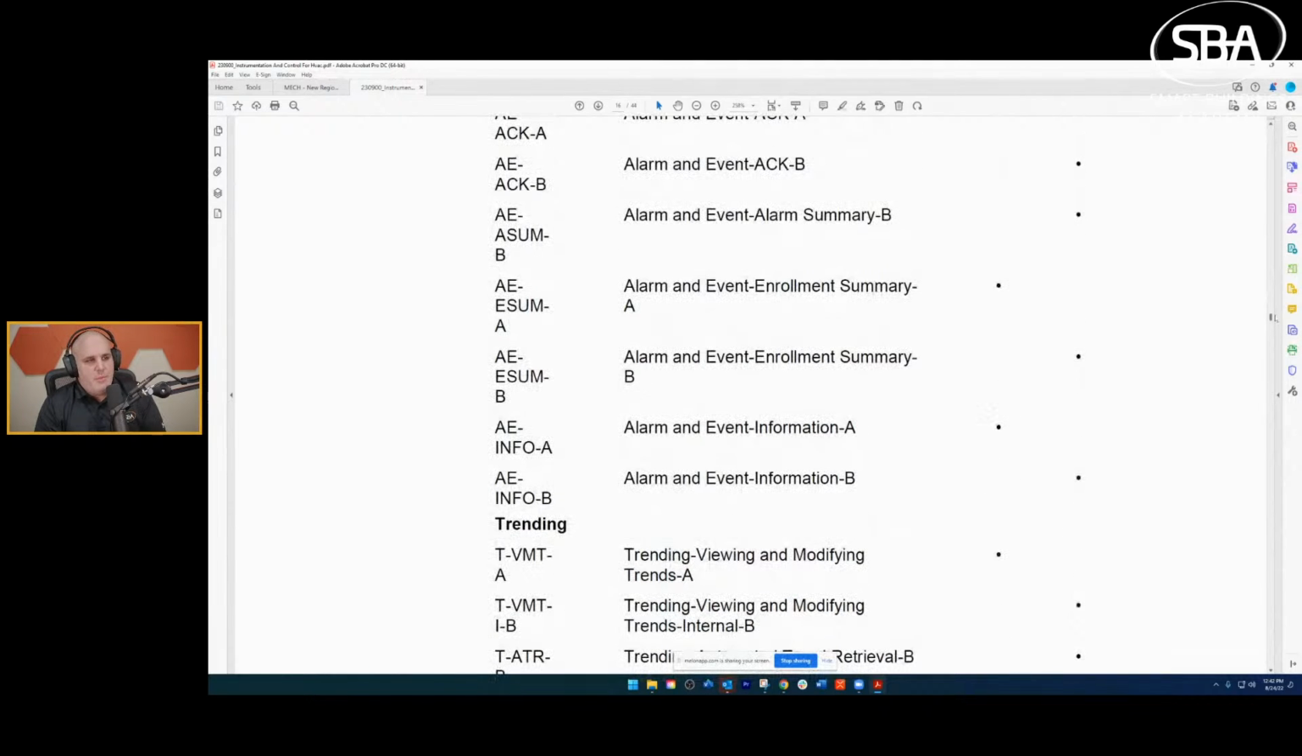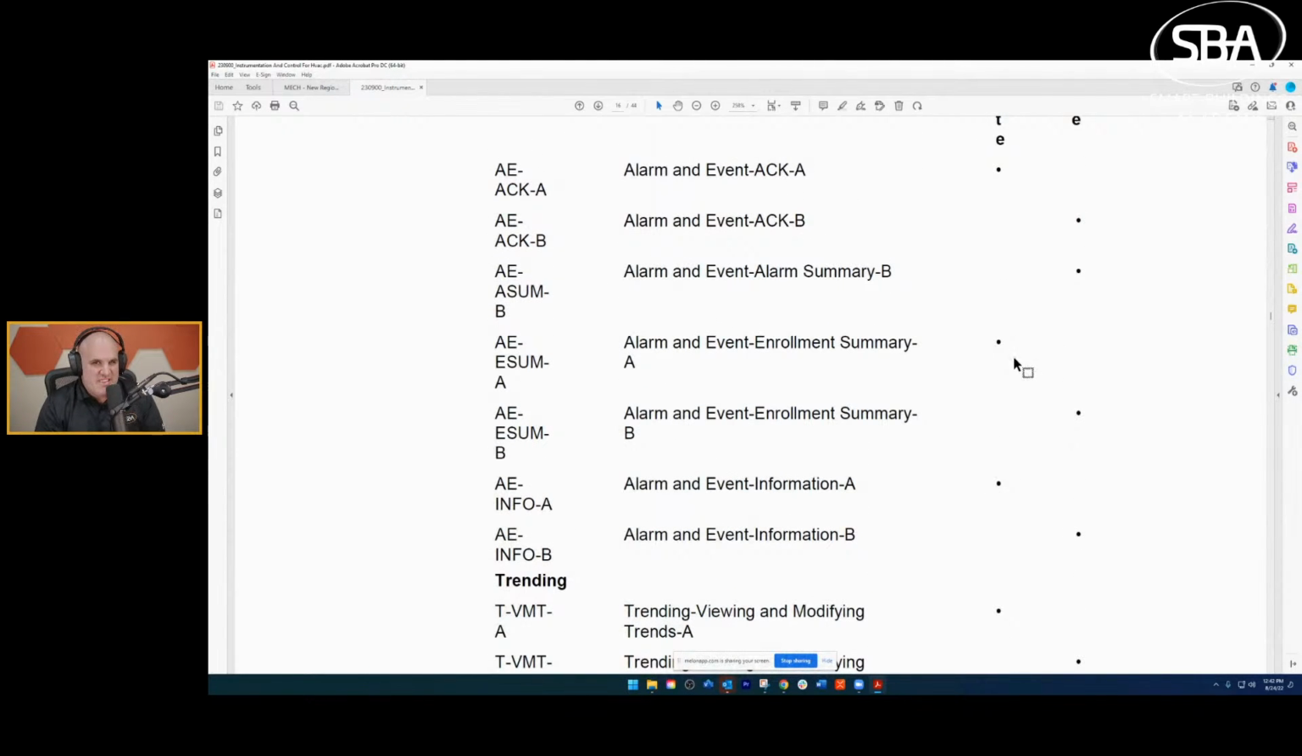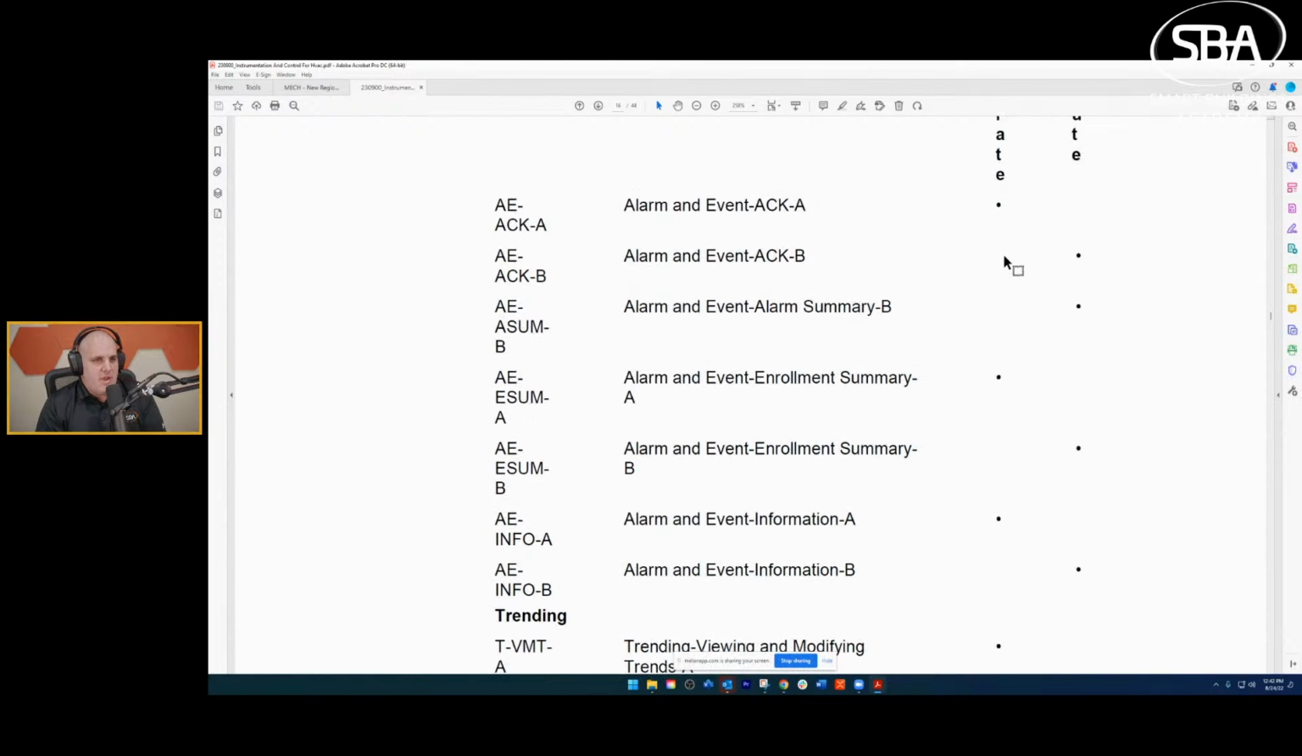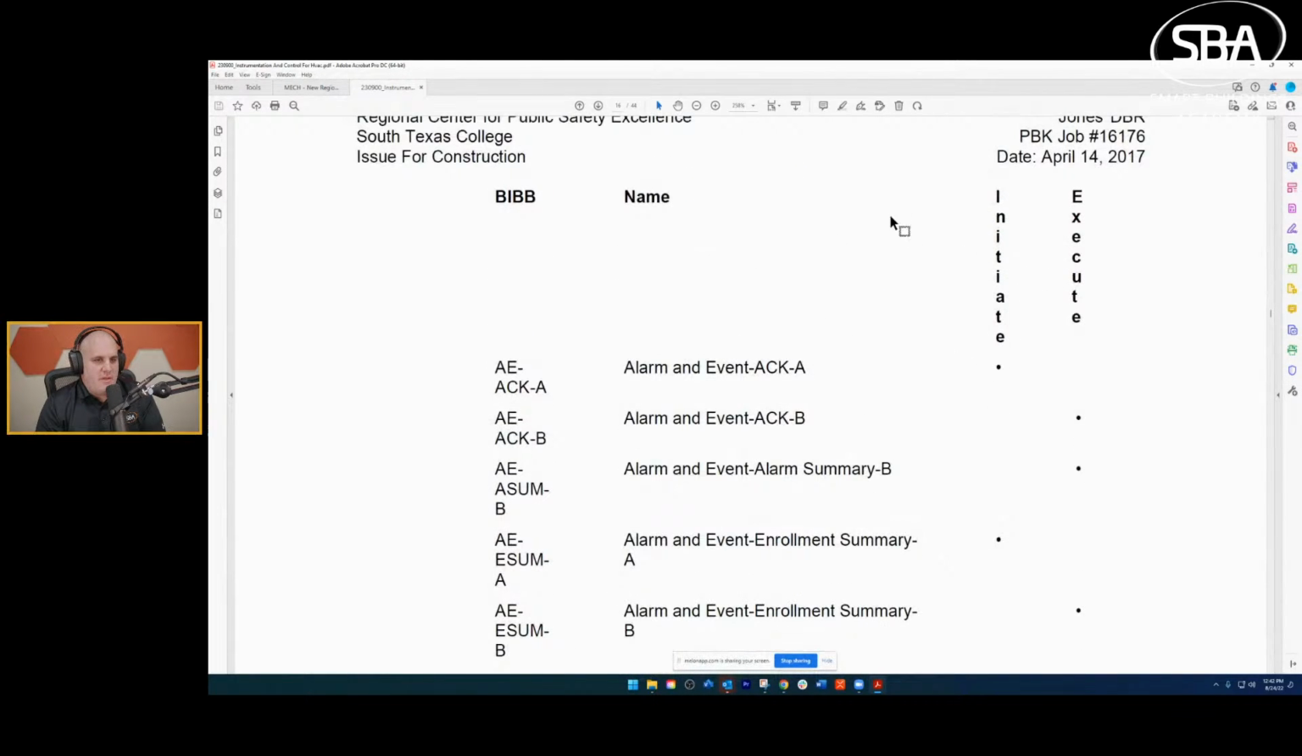Oh, okay. I said I wouldn't talk about BACnet, but I'm just going to talk about it just a little bit. See that A and B? So, right, we have initiate.